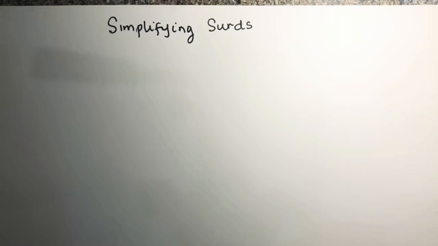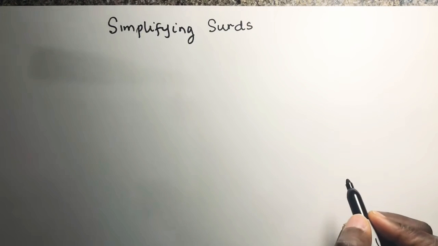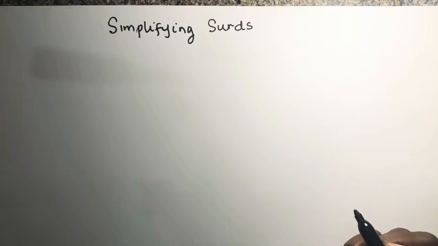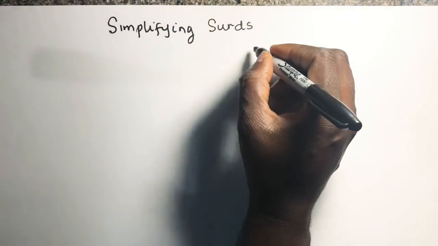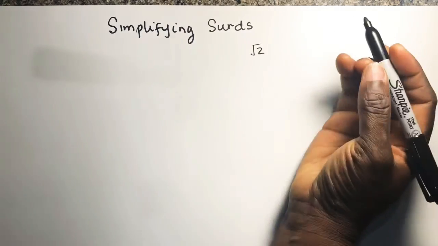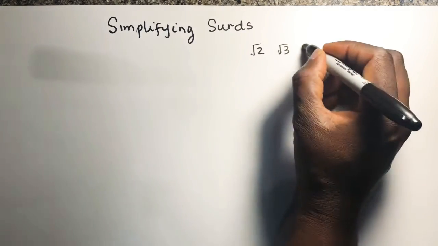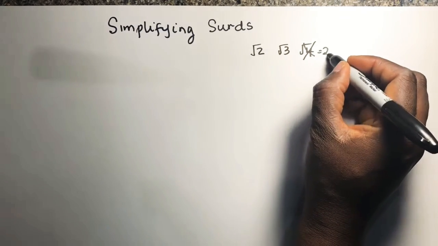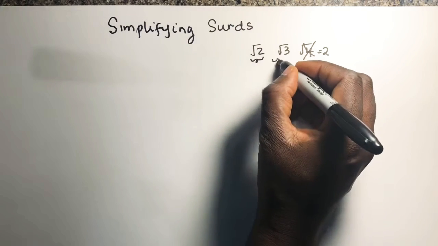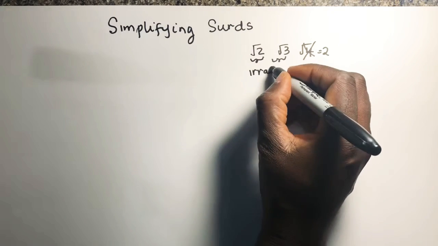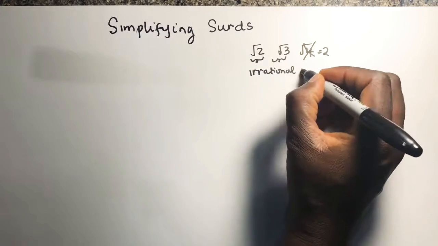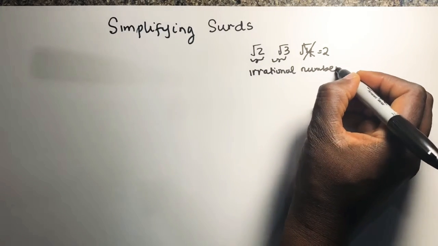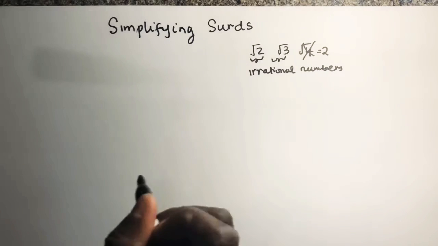In this lesson, we're going to be looking at simplifying surds. I take it that you already know what surds are. If you don't, then a surd is the square root of any number which is not a square number. So the square root of 2 would be a surd, the square root of 3 would be a surd, but the square root of 4 will not be a surd because that would be equal to 2. Surds are irrational. Yeah, they are types of irrational numbers. Okay, now that we know what surds are, let's have a look at how we can simplify surds.